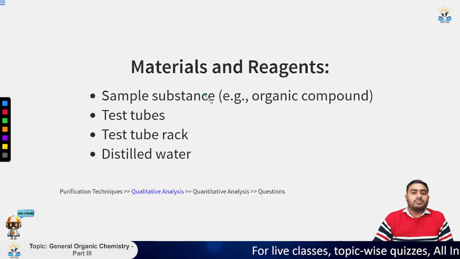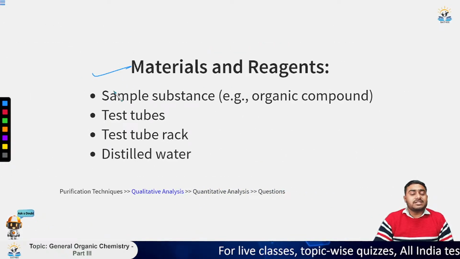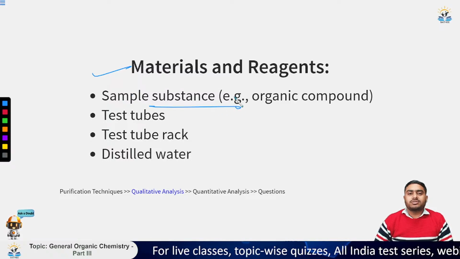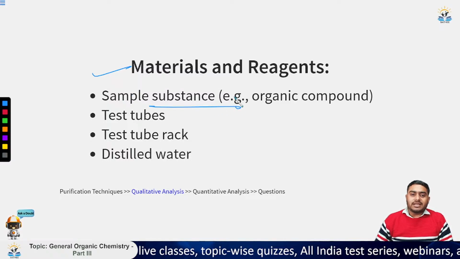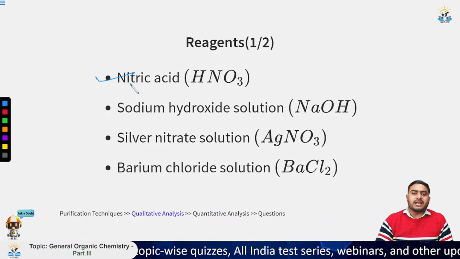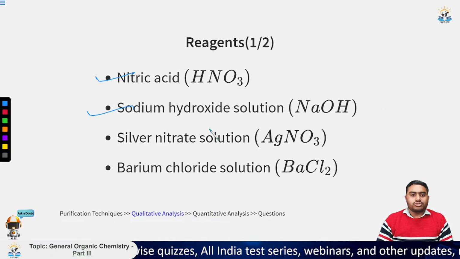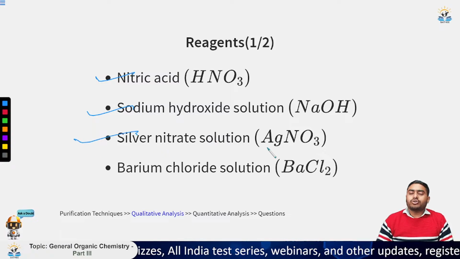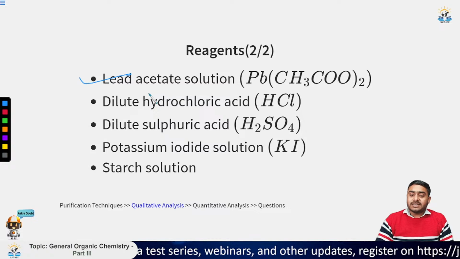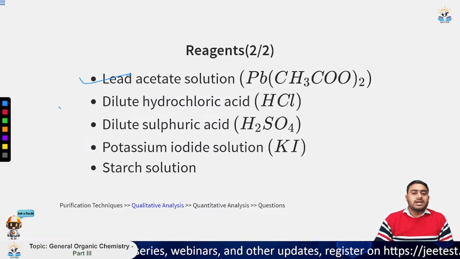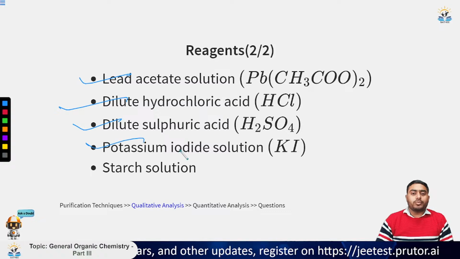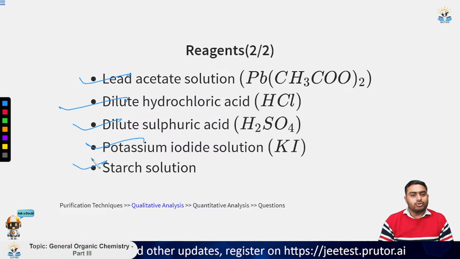The next point is materials and reagents. What are the materials and reagents that we have to use? First of all the sample substance, the organic compound, and then test tubes, a test tube rack, distilled water, and some reagents like nitric acid, sodium hydroxide solution, a strong base, silver nitrate solution AgNO3, barium chloride solution BaCl2. Apart from this, lead acetate solution Pb(CH3COO)2, dilute HCl, hydrochloric acid, dilute sulfuric acid H2SO4, potassium iodide solution, and starch solution.